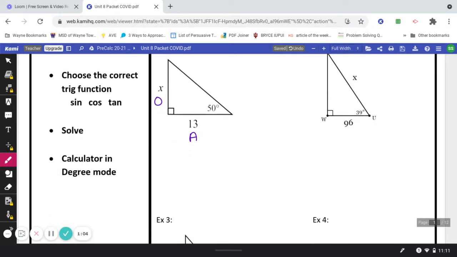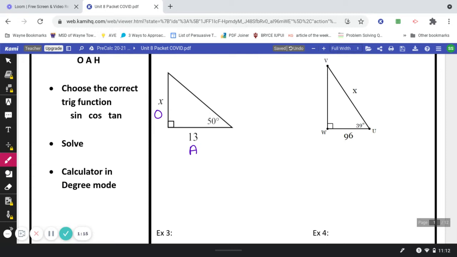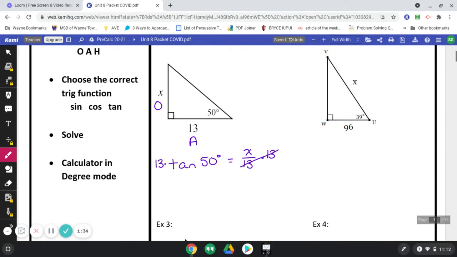Then, because I have O and A, I'm going to use tangent. I'll set it up as tangent of 50 degrees equals opposite over adjacent. Then I solve for x. For this problem, that means multiplying by 13. Then it's time to use our calculator.